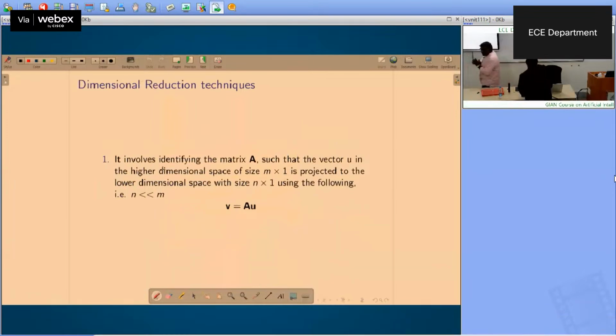How many of you are aware of PCA, principal component analysis? We'll start with that. Fine, good.